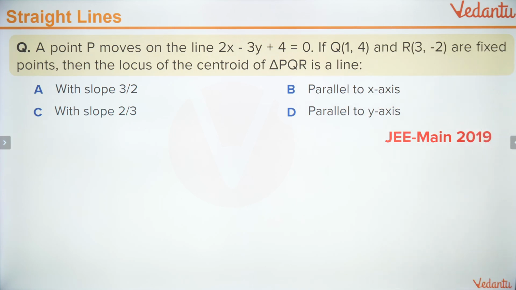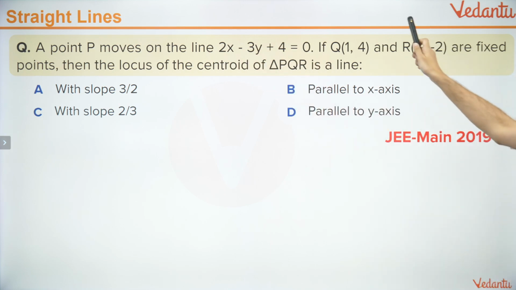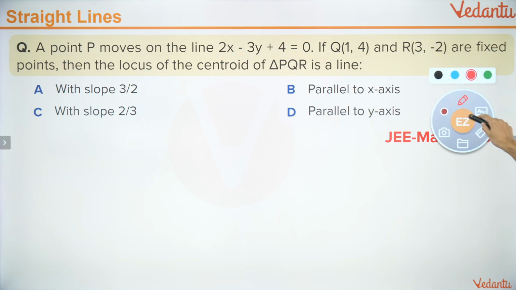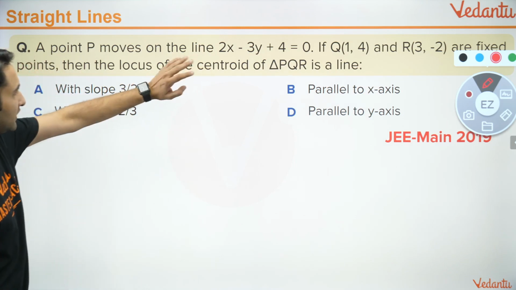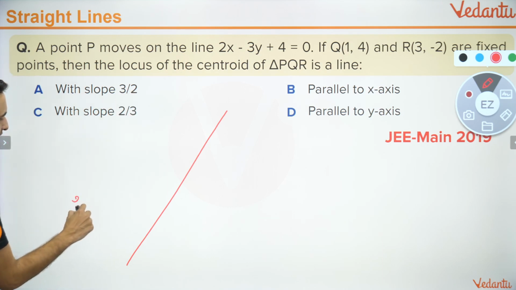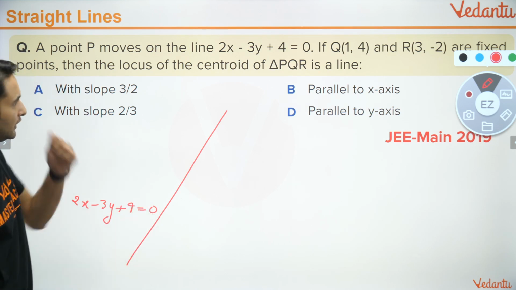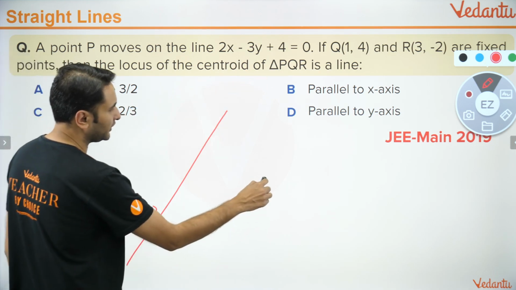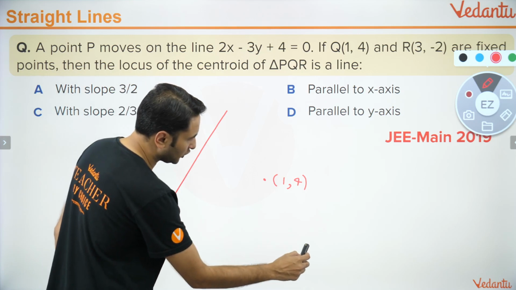Alright? देखो, a point moves on the line this. अच्छी बात है. So there is a line this. Just visualize this line. If Q and R are fixed points, then locus of the centroid of triangle PQR. सबसे पहले make a diagram to visualize it. क्या बोल रहा है? ये बोल रहा है there is a line. Say this is a line, 2x minus 3y plus 4 is equal to 0. And there are 2 points, say this is 1, 4, and there is a point 3, minus 2.